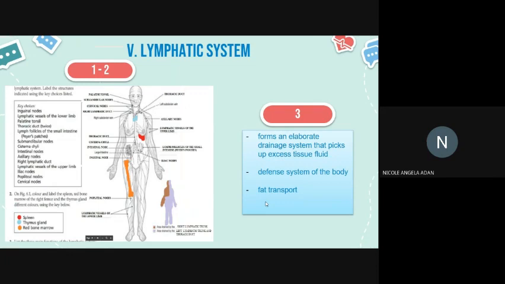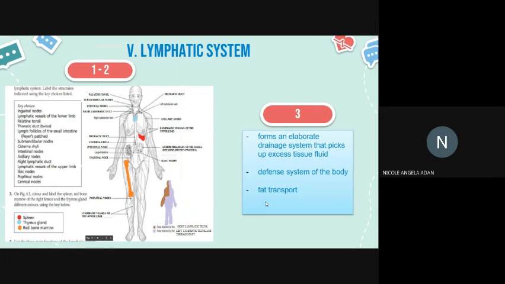Next is the iliac node. On the right portion, we can see the right subclavian vein, thoracic duct, cisterna chyli, intestinal node, large intestine, and the inguinal node. On number 2, color and label the spleen, red bone marrow of the right femur, and the thymus gland. The red part is the spleen. Next, the blue part is the thymus, and the orange part is the red bone marrow.